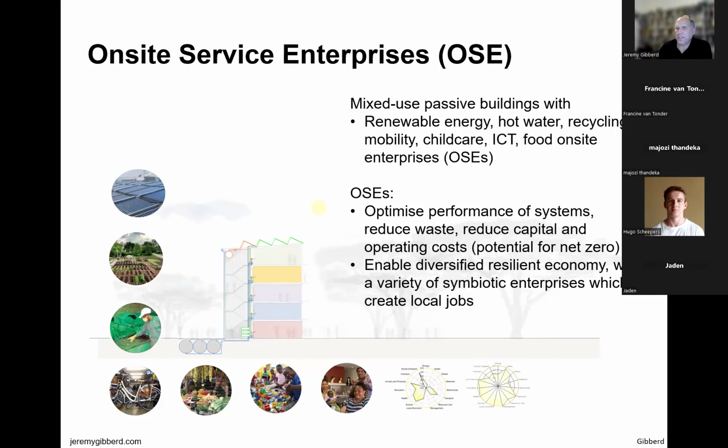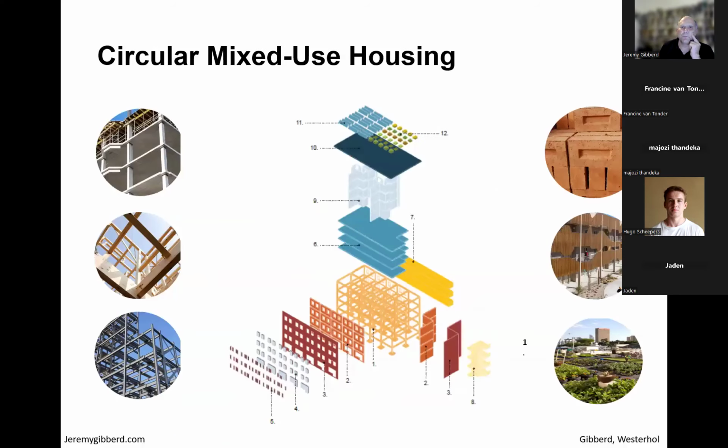So here's the example of that. And it may be that you have a whole set of entrepreneurs, so also food, childcare, mobility in terms of movement around the site to other sites, etc. So you create the symbiosis of different systems.